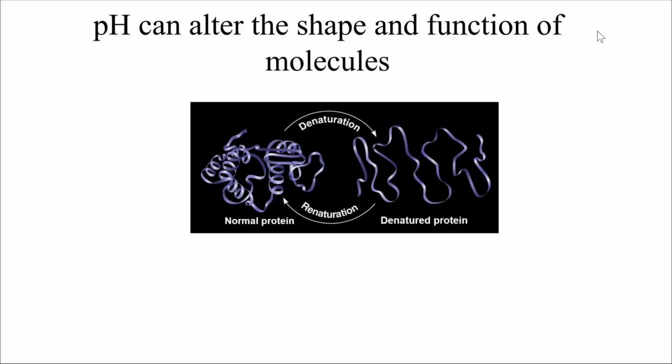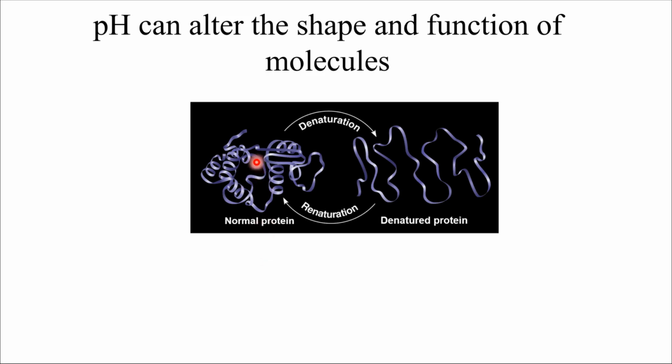So let's explore the role that pH has in biological organisms. And in order to do that, we have to look at the effect of pH on the molecules that are in the cell. Now this figure is showing a protein, and this protein is folded in a particular way, and that folding determines its function in the cell.